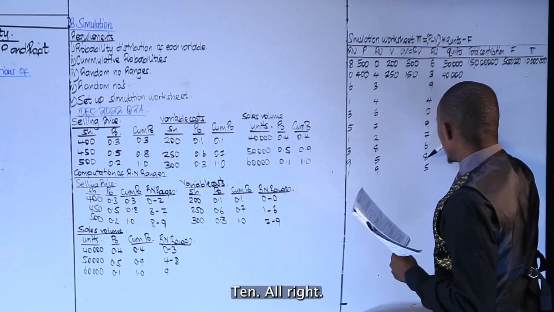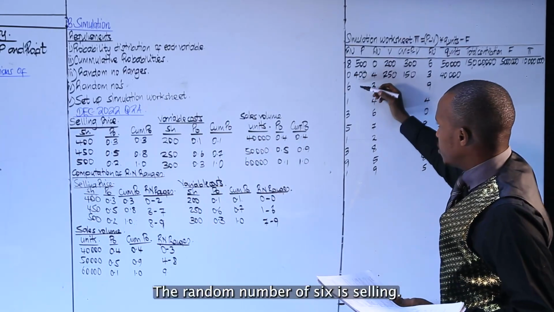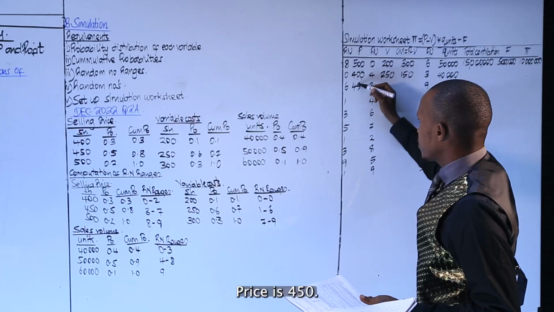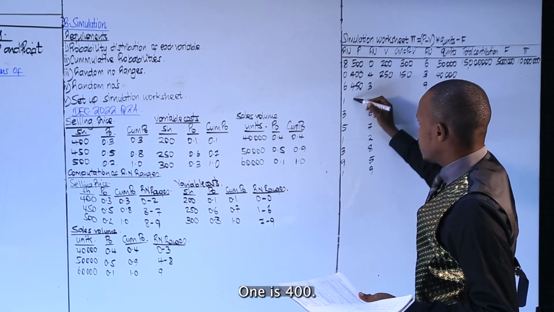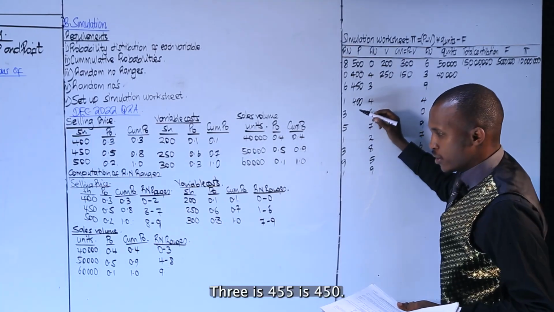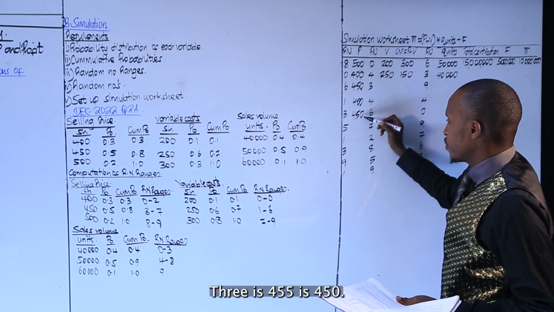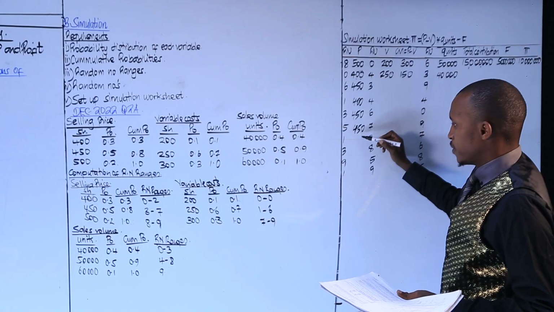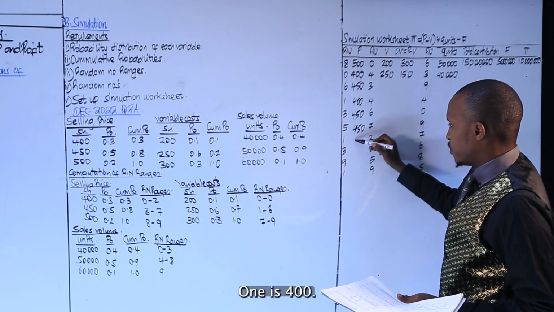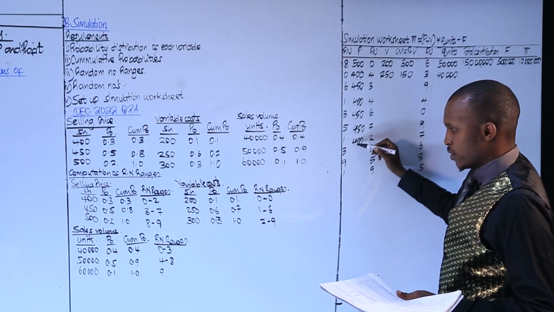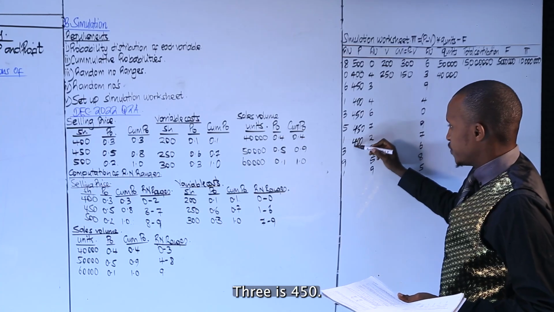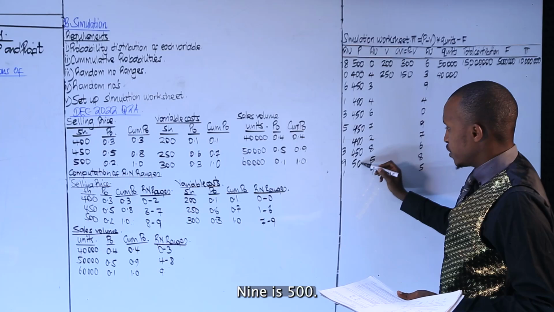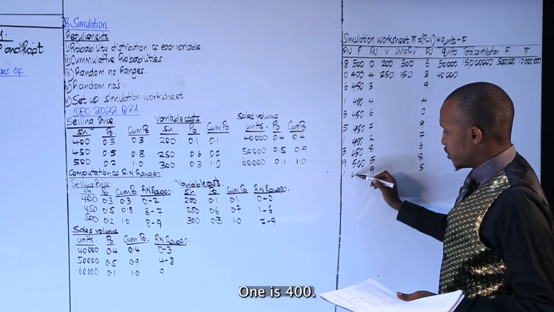Now write the random number of 6. Your selling price is 450. 1 is 400. 3 is 450. 5 is 450. 1 is 400. 3 is 450. 9 is 500. 1 is 400.